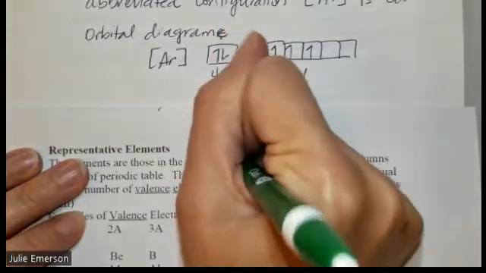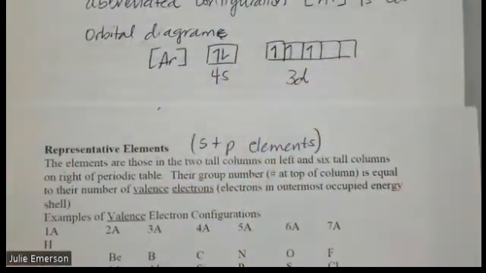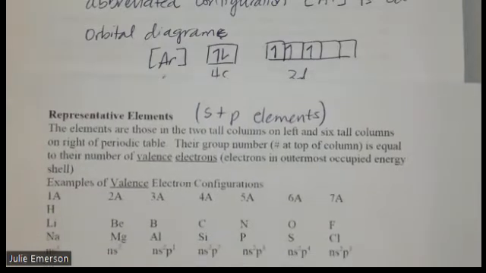Representative are the S and P elements. So looking at the periodic table, any of the elements that are in the S block, the alkaline earth metals, or the P block, right? Boron, carbon, nitrogen over there. And for this, it's very simple because there's no D orbitals that we have to worry about. The valence electrons are just those S and P. So this goes back to Adam's question. This is where S and P are it. Those are all the valence electrons.